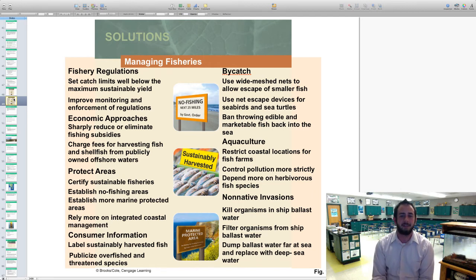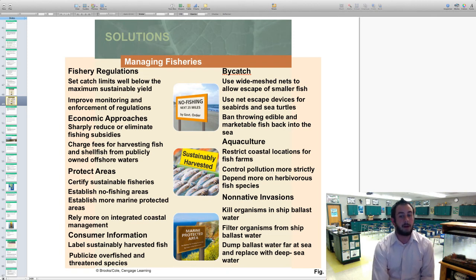And then non-native invasions: kill organisms in ship ballast water. If you know what ship ballast water is, basically it's the water taken by ships once their cargo is let go, so they can sit lower in the water column to not rock as much, and they end up dumping that at wherever port they get to next. So if we kill all the organisms there first, like all the minuscule microorganisms, then we are limiting which non-native species can get from point A to point B.